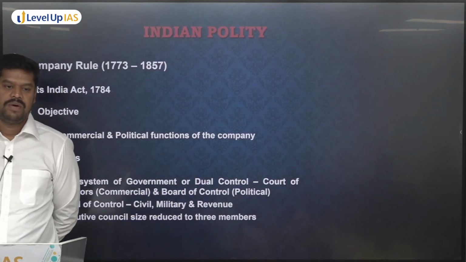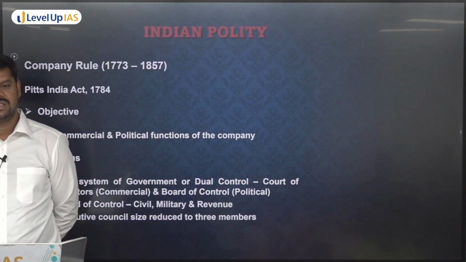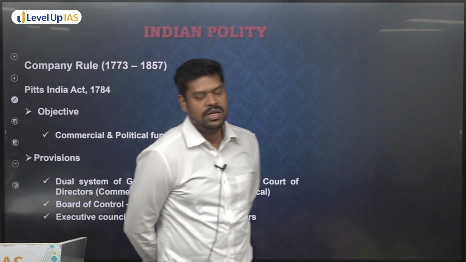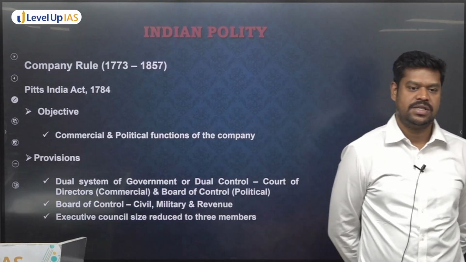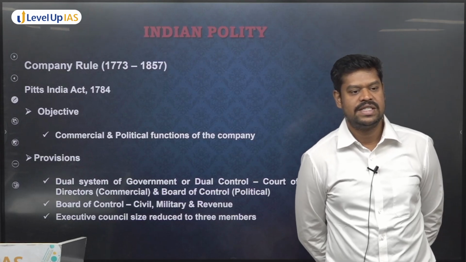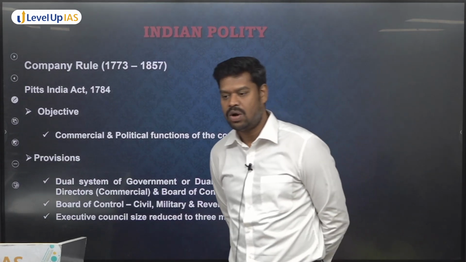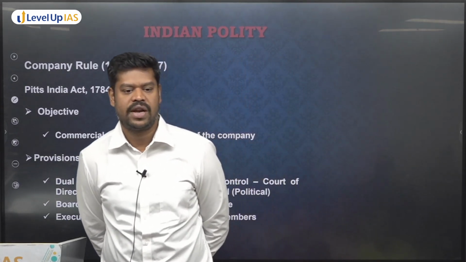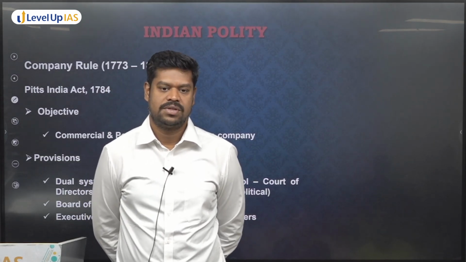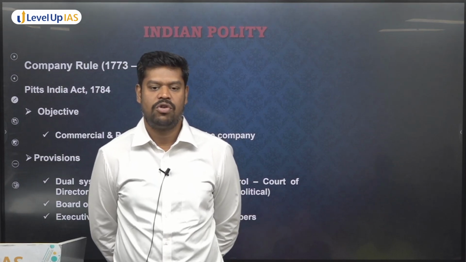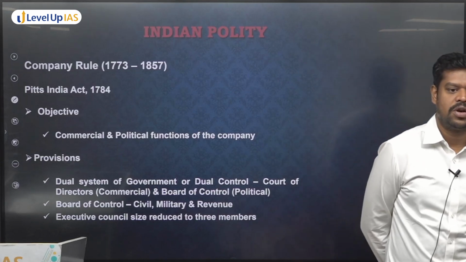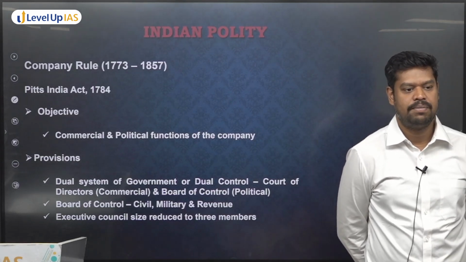And one important reform that he brought in: he thought that the company was still not functioning efficiently, even after the Regulating Act of 1773. So he thought about how to bring more efficiency into the company administration. And one of the reasons he thought the efficiency was less is because all the top powers were in the hands of the Court of Directors. And he thought that the Court of Directors should not be given all the powers. And he tried to bring in what is called the dual form of administration. So for the first time, the dual form of administration was brought in by whom? It was brought in by William Pitt through the Pitt's India Act.